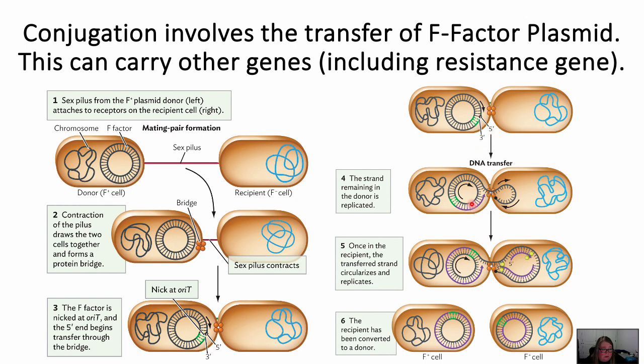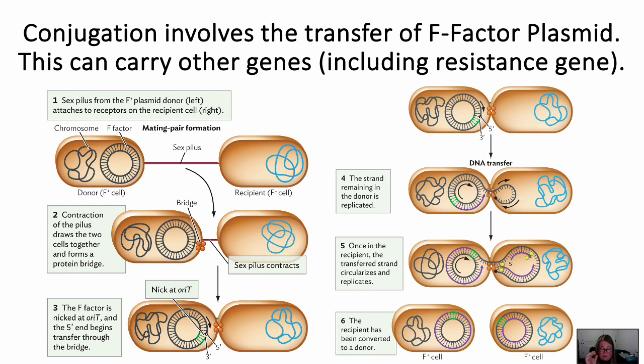It's going to be donated as a single strand, and once it gets into the recipient bacteria, its molecular machinery is going to come in and make it double stranded again. As it's transferring, the donor's molecular machinery is replacing that single strand with a new one. At the end, the recipient is going to now have the plasmid and have that F factor gene. This is how a plasmid could be transferred between bacteria that will confer antibiotic resistance from one strain to another. Kind of scary and kind of cool.